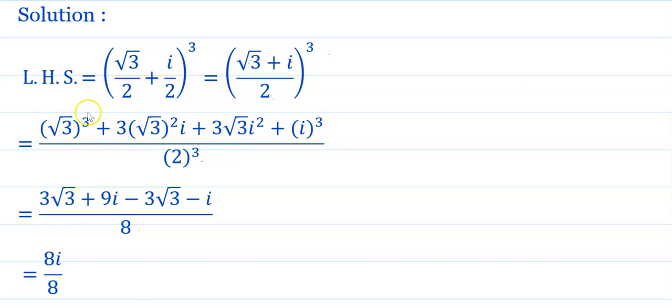Root 3, that is a cube plus 3a square into b plus 3ab square plus b cube. Root 3 cube. Here is root 3 cube. Root 3 cube means what? Here is root 3 bracket cube. Means what? Root 3 into root 3 into root 3. Root 3 into root 3, that is 3 root 3. Here is 3 root 3. 3 root 3 square i. Root 3 square means what? 3. 3 into 3, 9i.